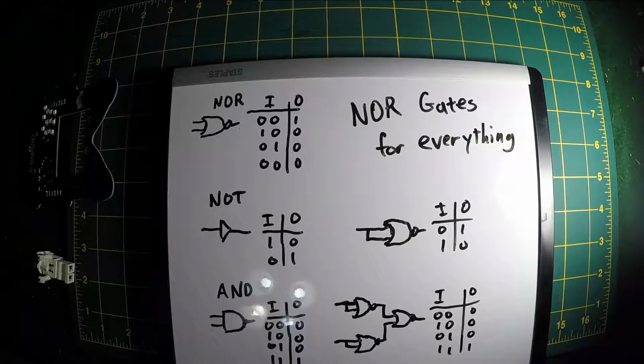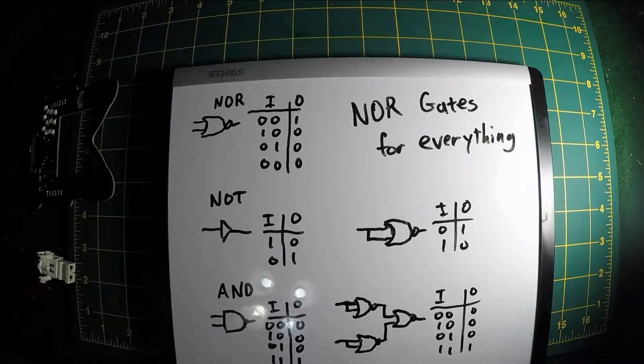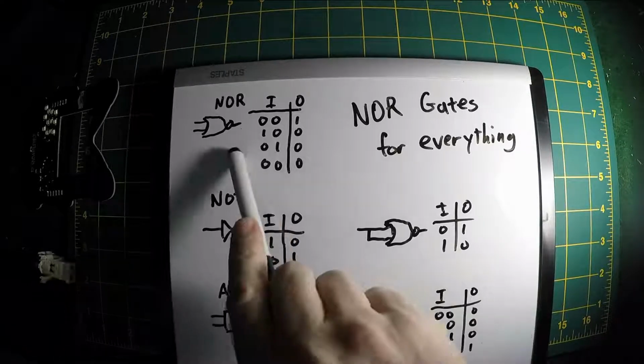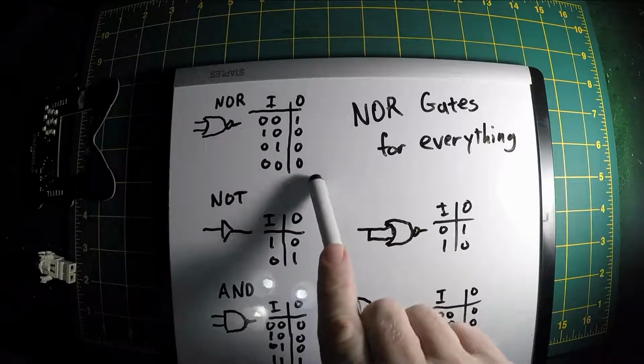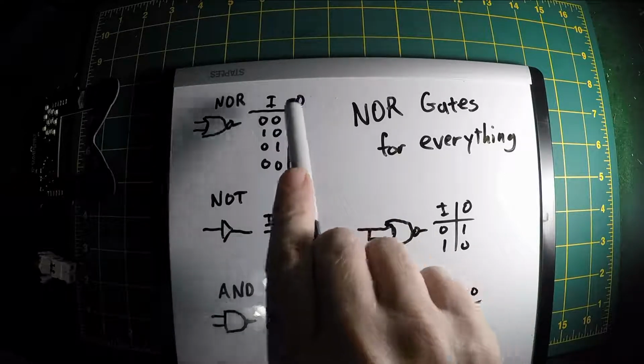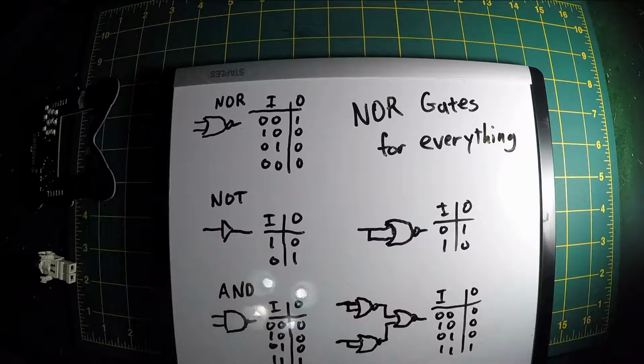So I wanted to put together a quick little video to explain why the Apollo guidance computer used nothing but NOR gates. So right here we have a NOR gate. These are the inputs, these are the outputs. Outputs are 1 only when both inputs are 0. And you can use a NOR gate for basically everything.